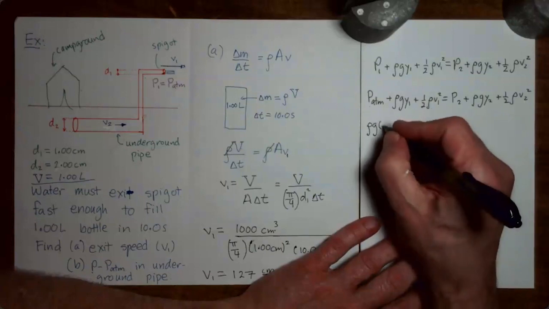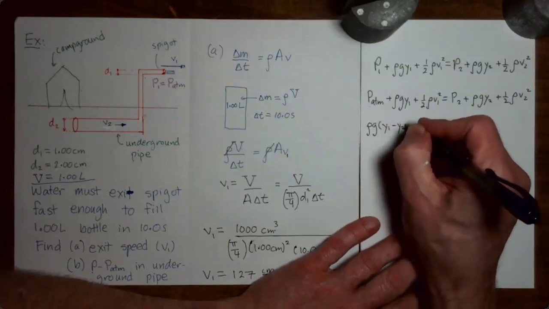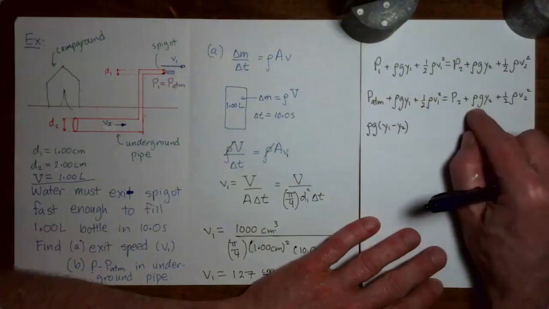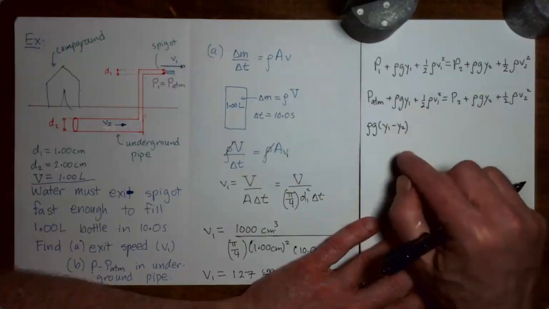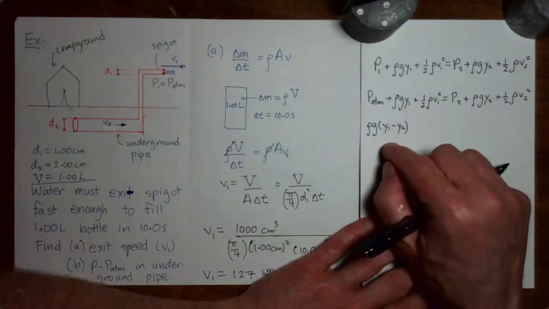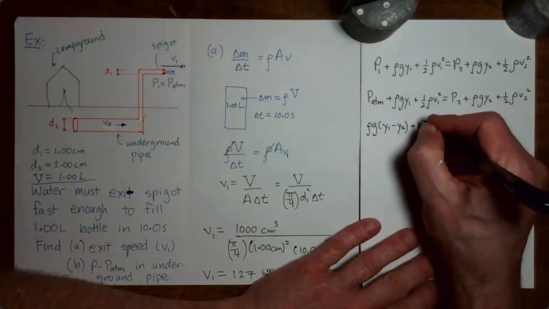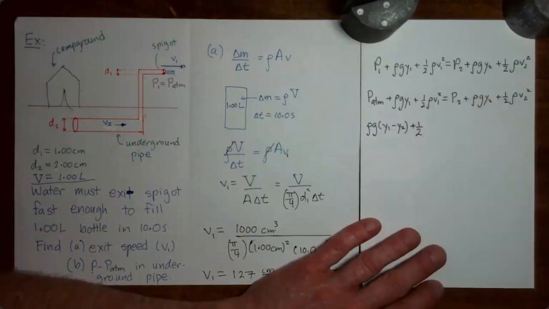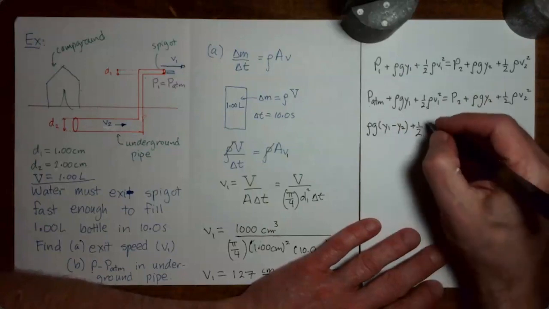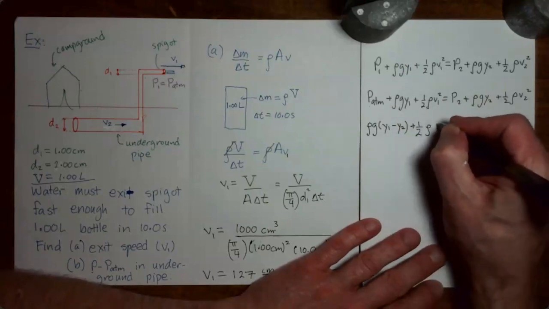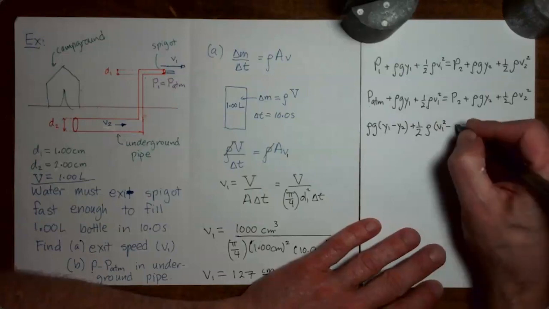And as I do that rearrangement, I'm going to group the like terms. So combining the 2 terms with the y's, I get over here on the left, rho g times quantity, y1 minus y2. I can also combine the 2 terms with the velocities. So I get over here on the left, plus 1/2 rho, and then v1 squared minus v2 squared.